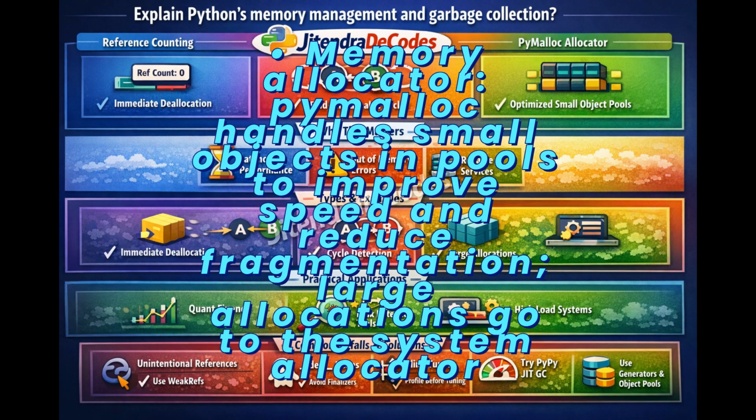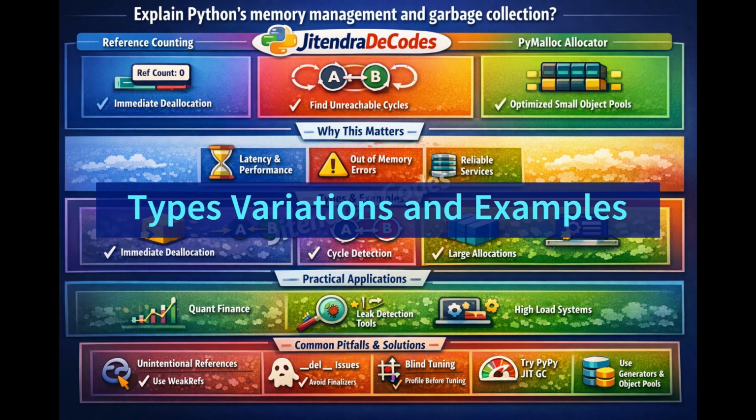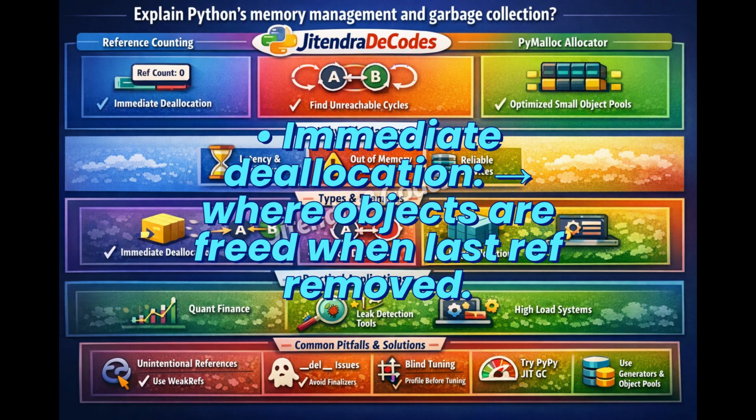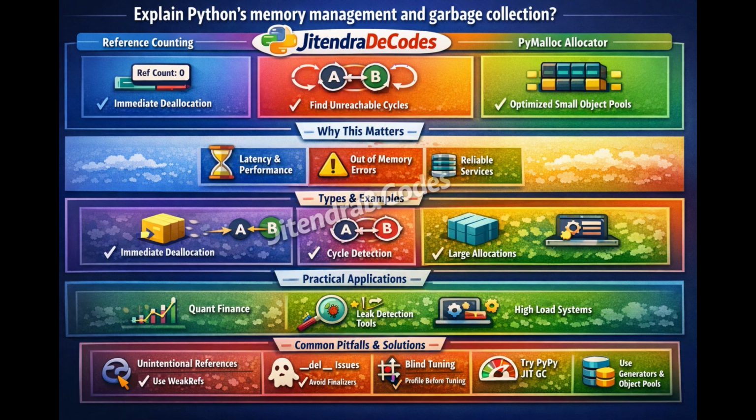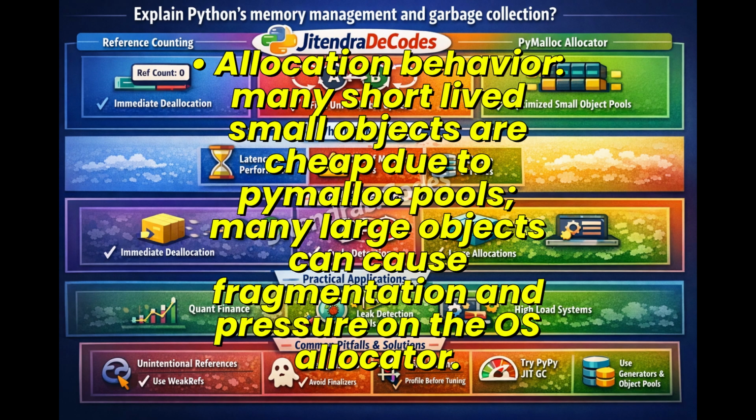Now let's see the variations in the garbage collection. So immediate deallocation: when the last reference is removed, objects are immediately deallocated. Then there is cyclic deallocation, where two objects reference each other but are not reachable from roots, which requires the cyclic garbage collector to reclaim space. Then the allocation behavior: many short-lived small objects are cheap due to PyMalloc pools. Many large objects can cause fragmentation and pressure on the operating system allocator.